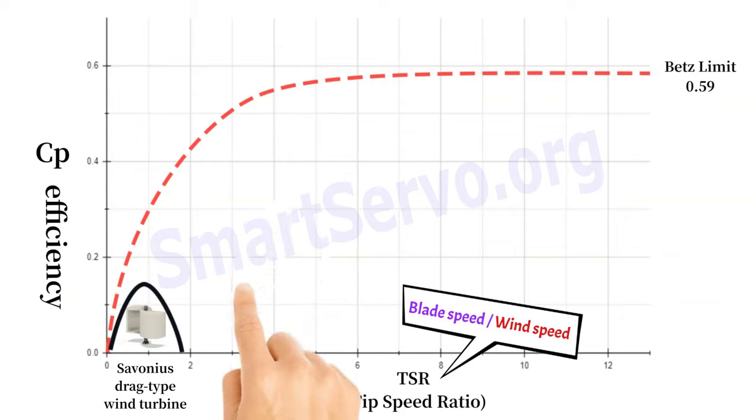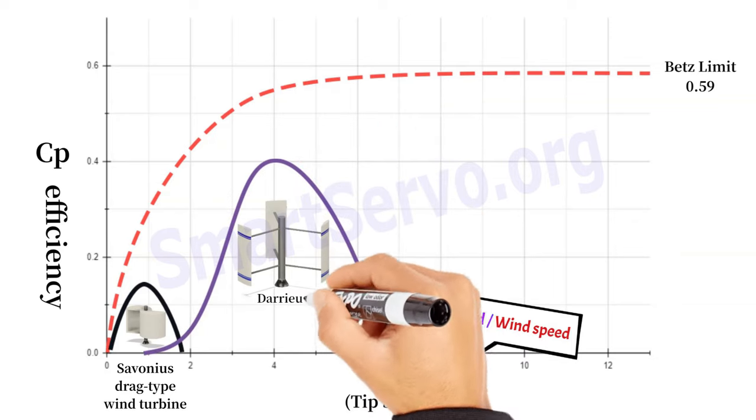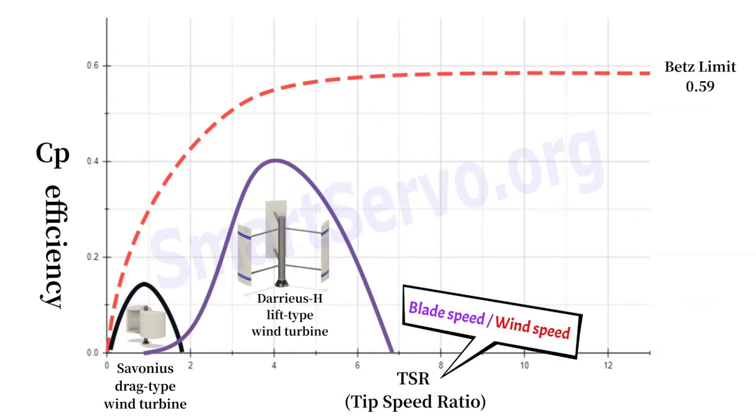The maximum efficiency of a Darrieus lift type wind turbine is about 0.4, which occurs at a tip speed ratio of about 4. Its efficiency is much higher than that of drag type wind turbines, but when the tip speed ratio is 0 to 2, its efficiency is almost 0. This indicates that there is no torque output within this range. Therefore, it is difficult for the Darrieus wind turbine to start itself.